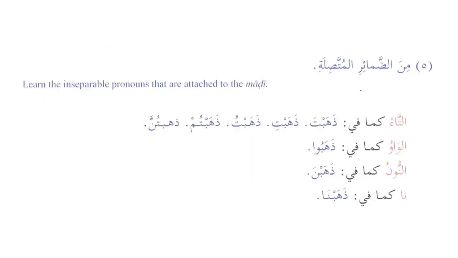Min al-damair al-muttasilah, the connected damair. So learn the inseparable or the connected damair, pronouns that are attached to the past tense. At-ta' kama fi dhahabta. So ta is always inseparable. We cannot separate it. Dhahabti, anti dhahabti, anta dhahabta, ana dhahabtu, and antum dhahabtum. Again, ta is inseparable. And in dhahabtunna, ta is inseparable. So basically, ta, as we can see here, is the doer in all the forms of the verbs that end with ta.